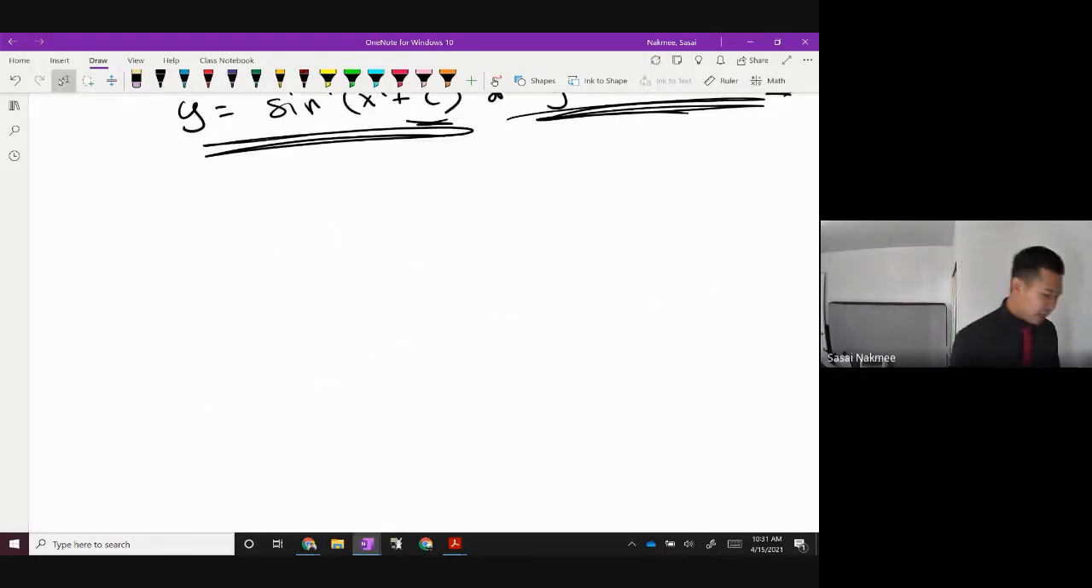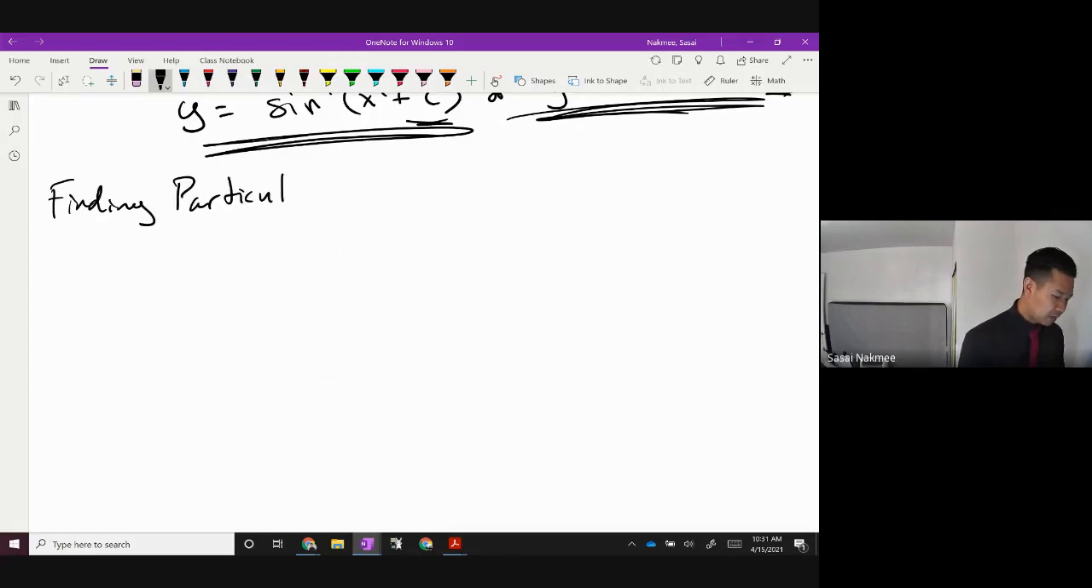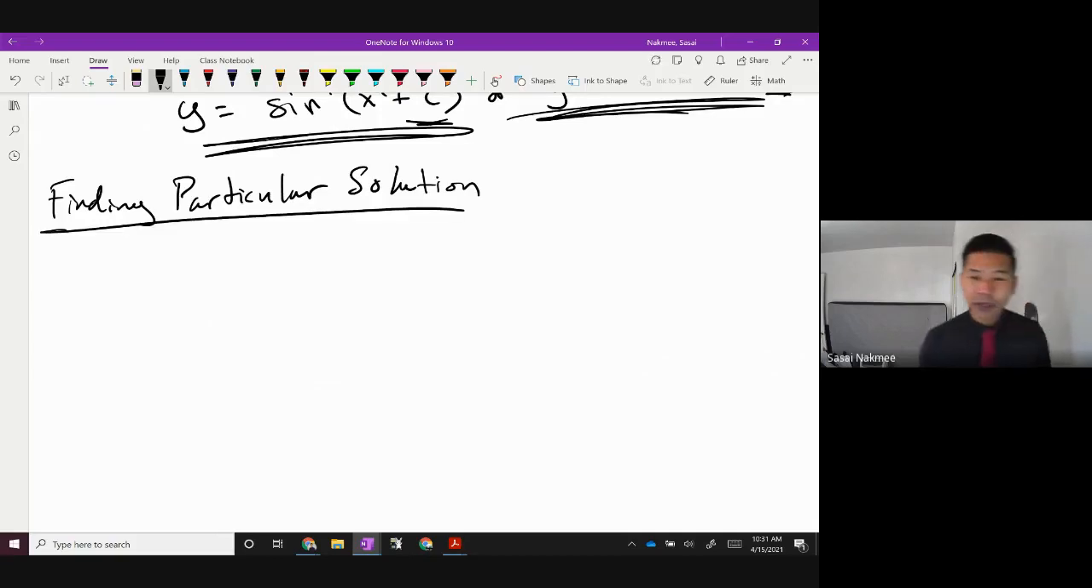You can also find particular solutions. When you're finding particular solutions, you're essentially solving for c. You're figuring out what that c value needs to be, and you're moving the equation to there. So let's do one example of this.